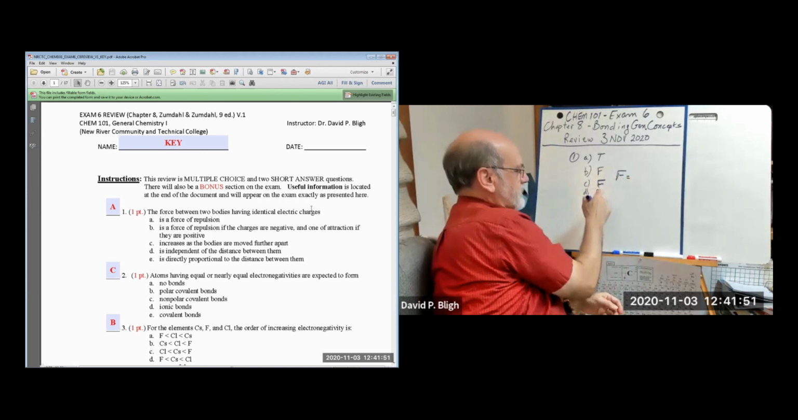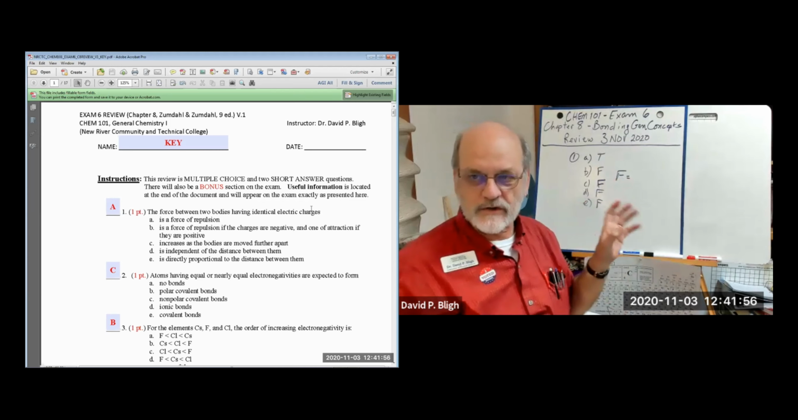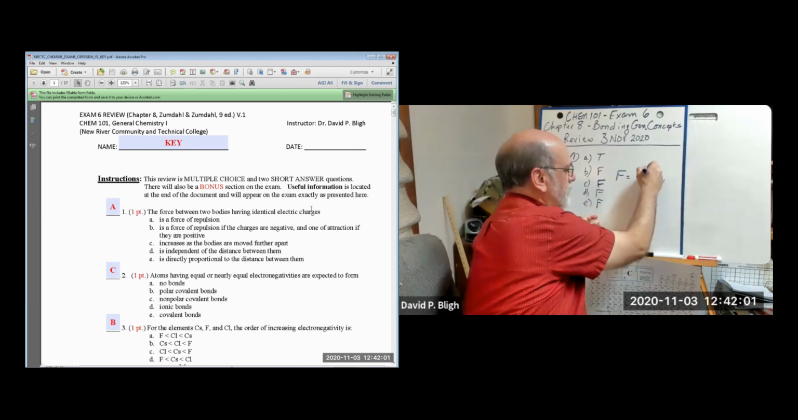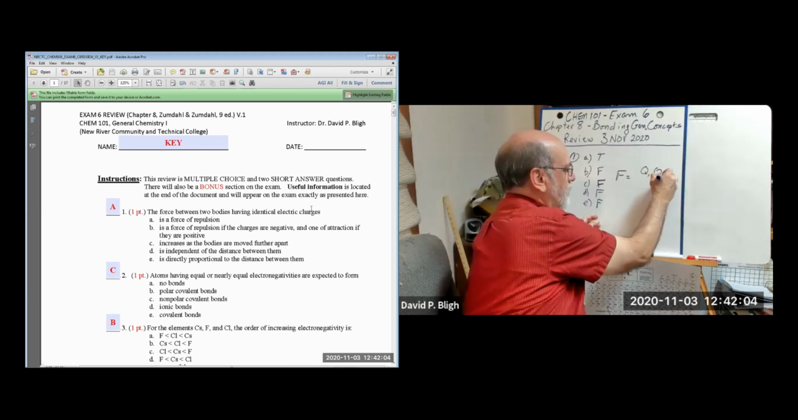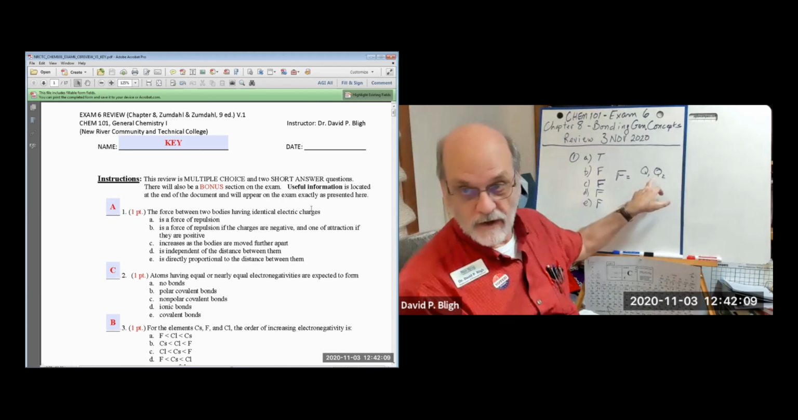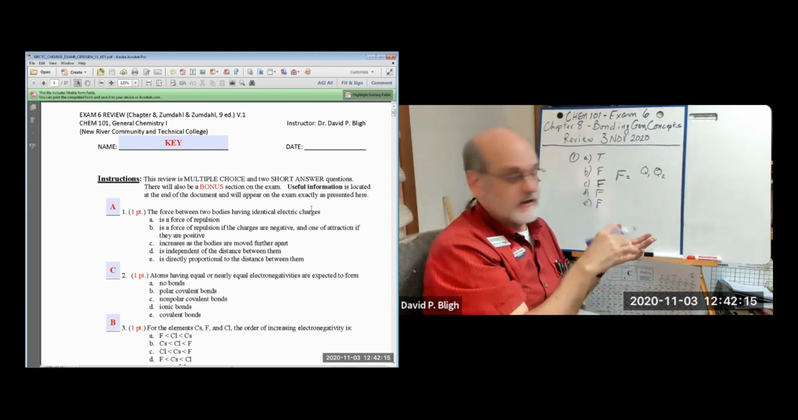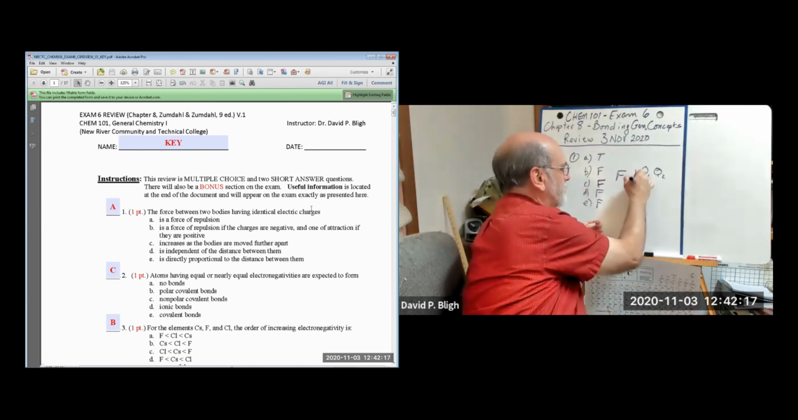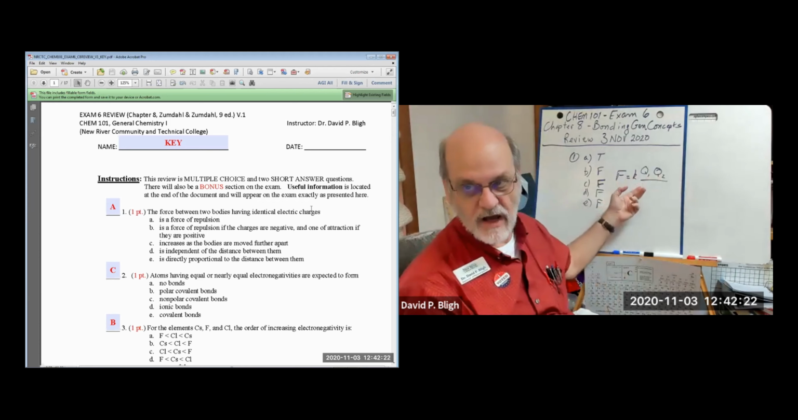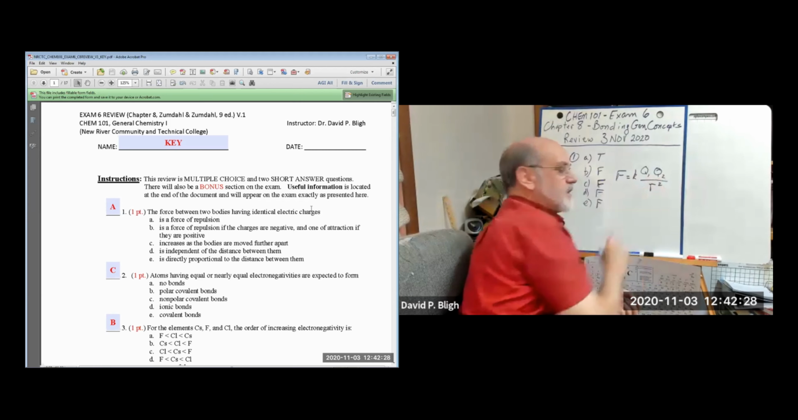This is Coulomb's law. That's a different F from these. These are true or false. This is force. So the force between two charges is equal to the magnitude and the sign of the charges. And then there's a proportionality constant. I don't remember what the representation is, but it's a constant. It's Coulomb's constant. And then the distance between them squared.